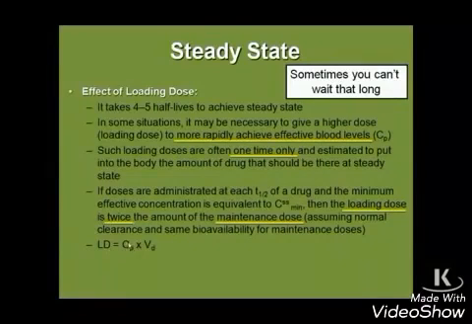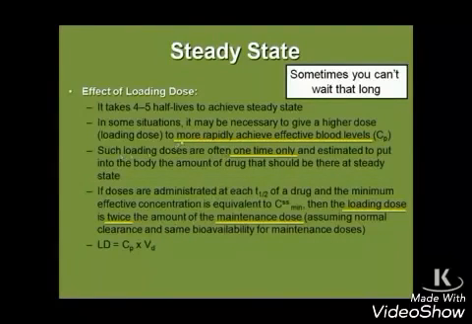The equation here for loading dose is concentration in the plasma times the volume of distribution. Now notice that we only have 2 variables that we're really concerned about here. The concentration in the plasma, which is our target plasma level, and our volume of distribution, which is going to help to predict exactly where the drug is going to go in the body.